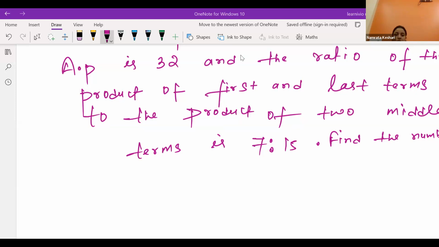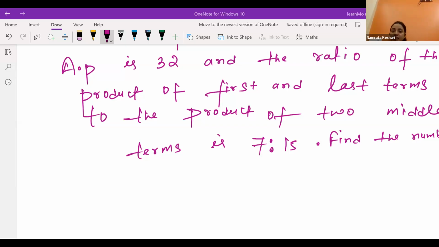Yes, ma'am. Basically, we have to let the four consecutive numbers be a minus 3d, a minus d, a plus d, and a plus 3d. Now it is saying that the sum of four consecutive numbers is equal to 32. So when I put all these numbers, a is coming 8. So I get this first equation. Now it is also given that first number into fourth term upon second term into third term is equal to 7 upon 15. So by putting this value, I am getting d square is equal to 64 upon 16, which is 4, and d is equal to plus minus 2. So I have got a is equal to 8 and d is 2. So by writing these numbers, I am getting a minus 3d is equal to 8 minus 3 into 2, 2. Then this, yeah, we'll be doing it like this.